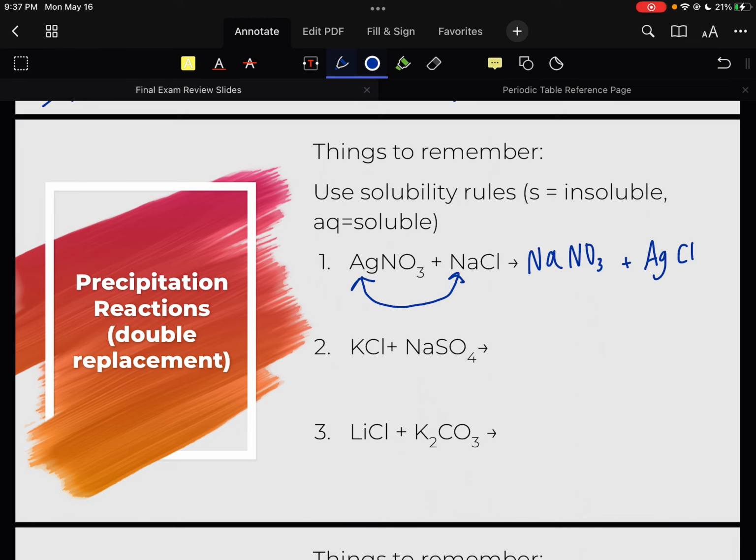So now I can look at solubility. The second rule tells me that nitrates are soluble. So that's going to get the aq. And then for the chlorides, most chlorides are soluble, except for silver. So silver would get the s for precipitate or solid. For number 2, again, I'm just flip-flopping the beginning. So instead of a K, it's going to be an Na. And again, that has a 1+ charge. Chlorine has a 1-.